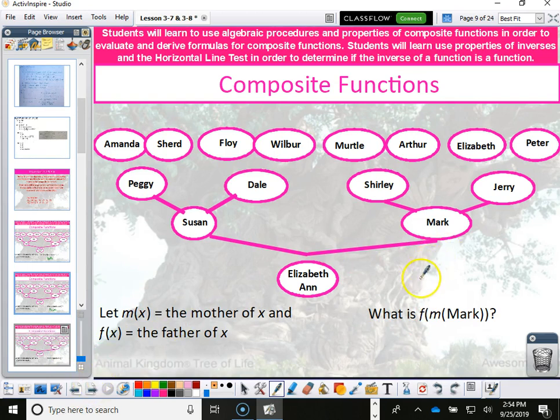Okay, and the last one, Mark is my brother-in-law. We want to find the mother of the father of the mother of Mark. So we start with Mark. We find his mother, who is Shirley. We find Shirley's father, who is Arthur. So we've got Arthur is Mark's grandfather.